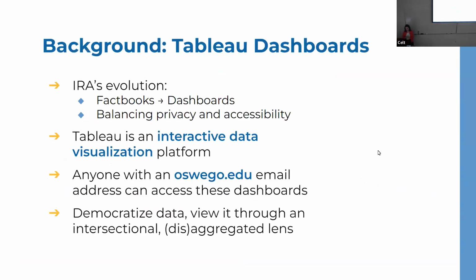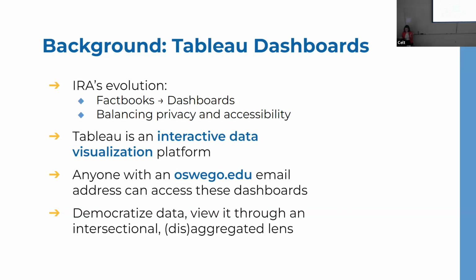So a little bit of background. This does represent the evolution from those fact books. It's a way of really placing the data in the hands of the people who are going to use it. And because they're interactive dashboards, there's a lot more of an intersectional lens we can look at it with. We can aggregate, disaggregate as needed, really help support those equity outcomes.